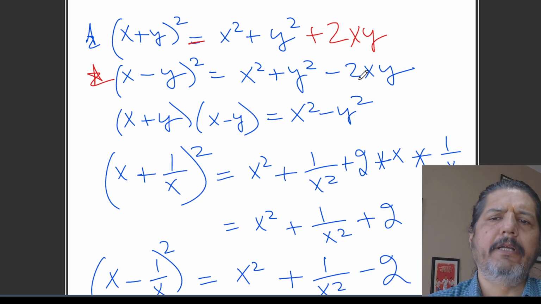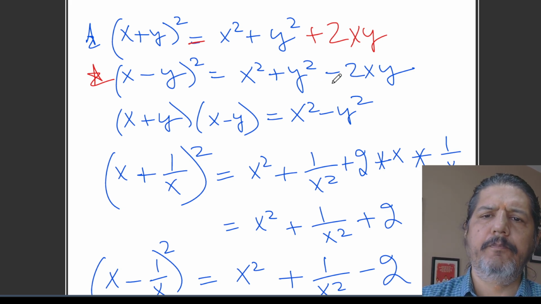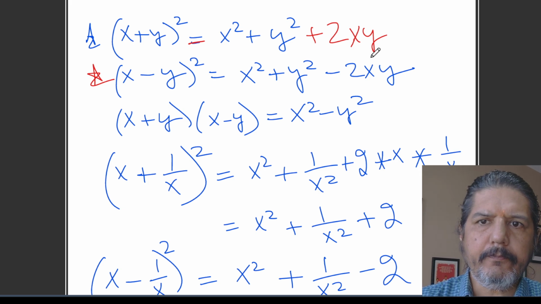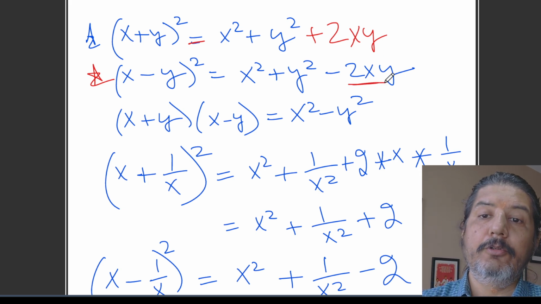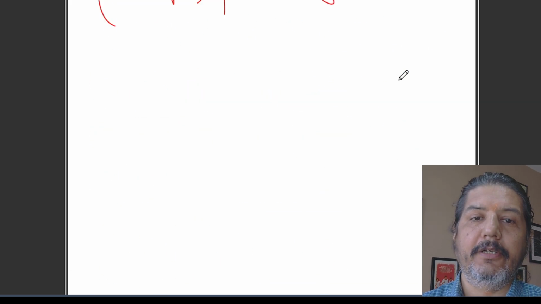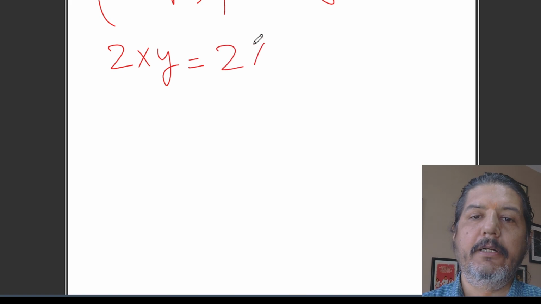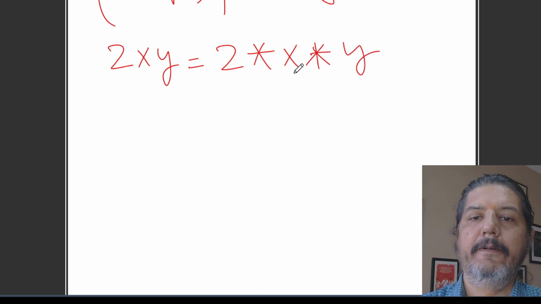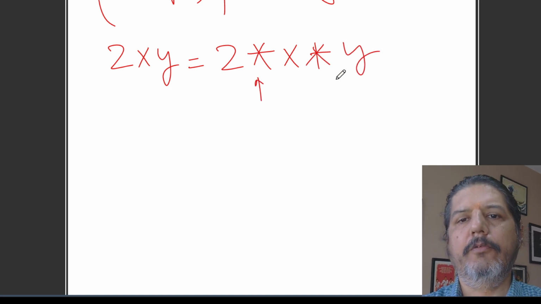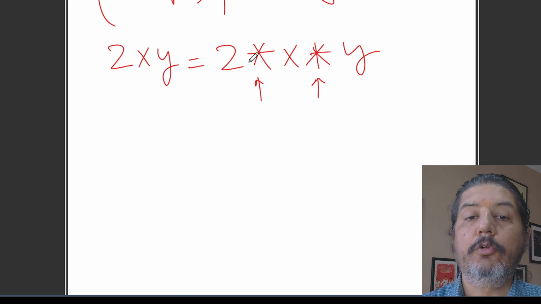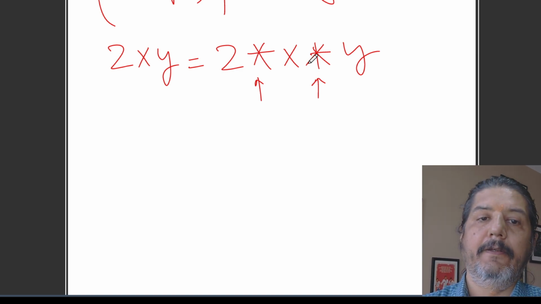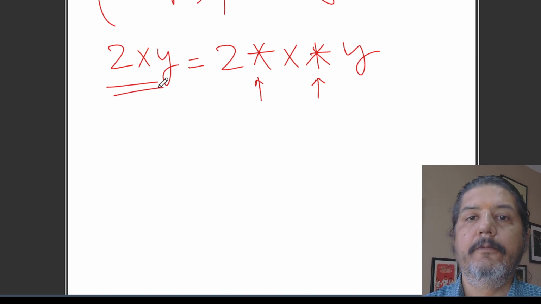Again, in books, minus 2xy is written in the middle. Both of them are okay. Again, here also, what is the meaning of 2xy? 2xy implies 2 multiplied by x multiplied by y. This is a sign of multiplication that I'm using. So 2 multiplied by x multiplied by y. This is what you need to remember.